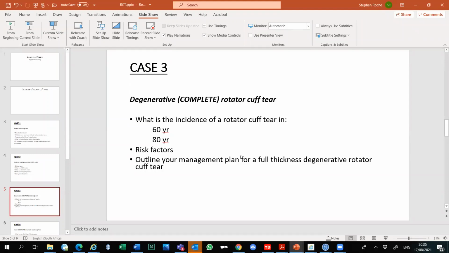While you're thinking, I want everybody else to outline your management plan. You get presented with a patient with a full thickness degenerative rotator cuff tear. You've got 2 minutes to write it down, and then I'll pick on somebody to do it. Michael, you can continue.